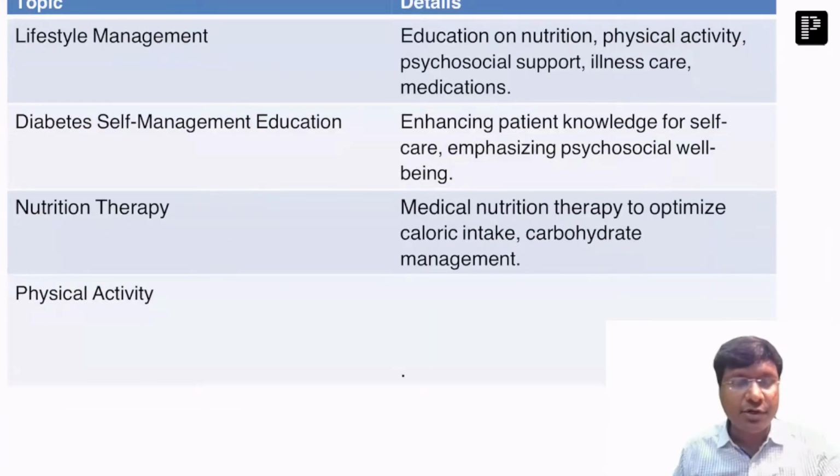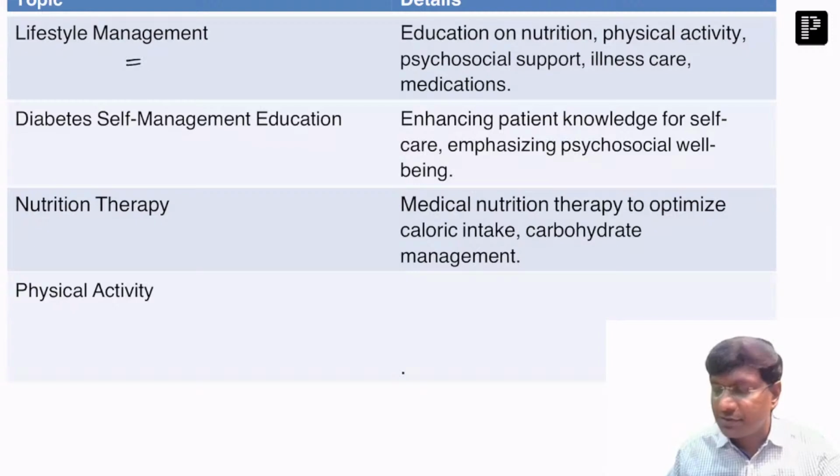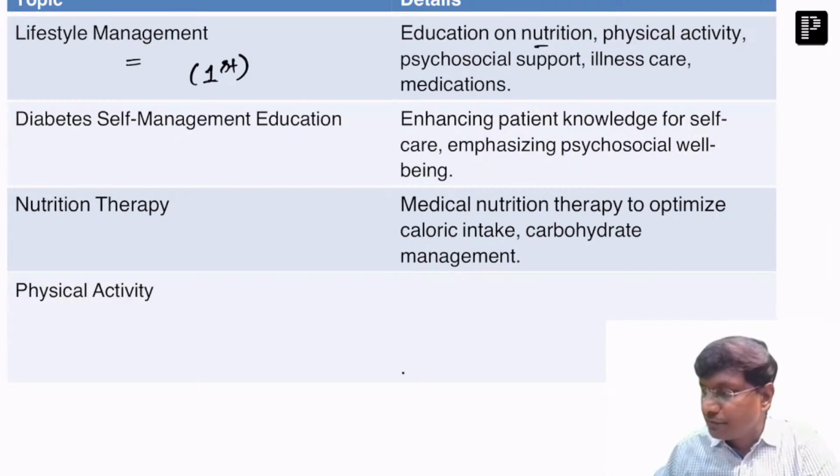So the first important thing in any diabetes management is lifestyle modification. Lifestyle modification plays an important role in the management of both type 1 and type 2 diabetes mellitus. So what does lifestyle management include? First and foremost, education about nutrition to the patient is very, very important. And that nutrition should contain a carbohydrate restricted diet.